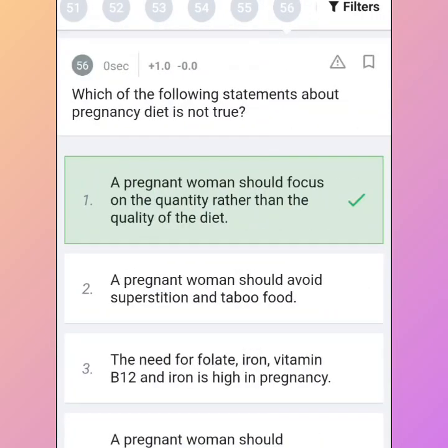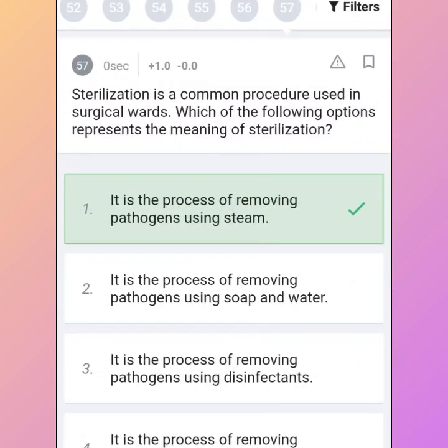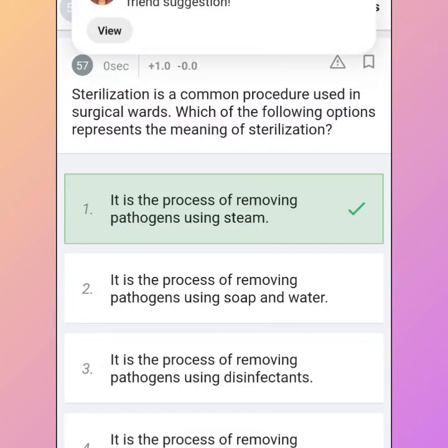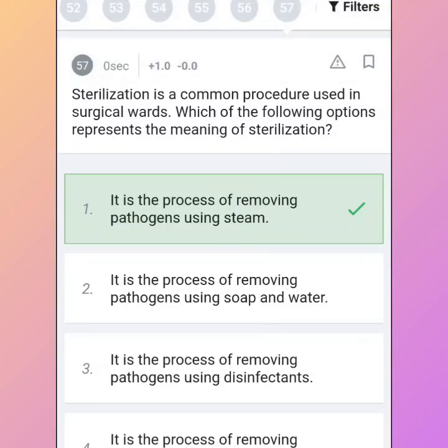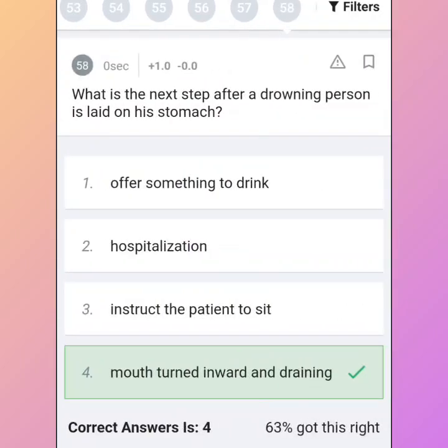Which of the following statement about pregnancy diet is not true? A pregnant woman should focus on the quantity rather than quality of diet. Sterilization is a common procedure used in surgical ward. Which of the following options represent the meaning of sterilization? Option first, it is the process of removing a pathogen using steam.